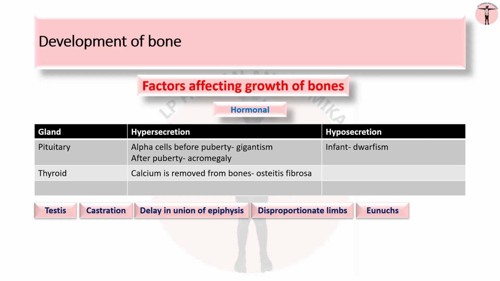Parathyroid hormone and calcitonin of parafollicular cells of the thyroid gland, by their specific action on bones, are essential for maintaining and regulating the calcium ion concentration of the blood plasma. In hypersecretion of parathyroid hormone, the calcium is removed from the bones by stimulating osteoclastic resorption. This causes rarefaction of bone known as osteitis fibrosa. Castration during the growth period leads to delay in the union of epiphysis. This accounts for the disproportionately elongated limbs, which are often characteristic of eunuchs.